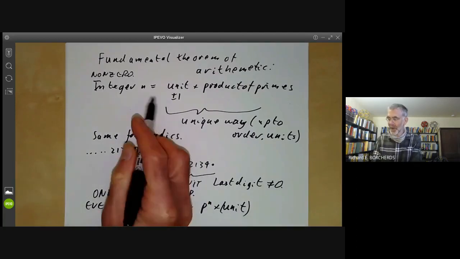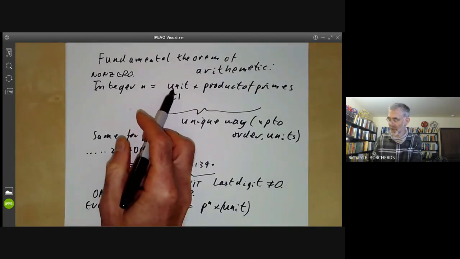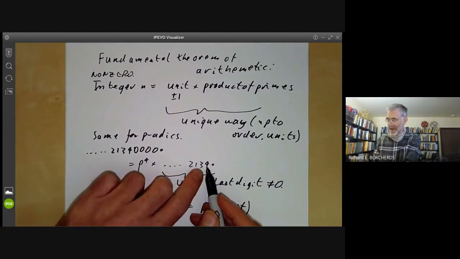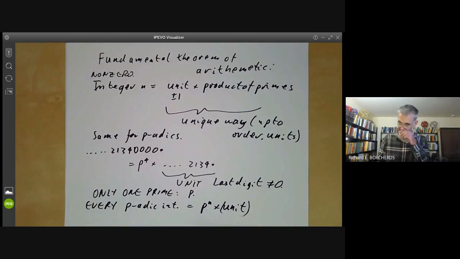So for the integers, we only had two units, which were plus or minus one, but here we've got a huge number of units because anything with non-zero last digit will be a unit. So the arithmetic is much easier for the p-adic numbers than for the ordinary integers.